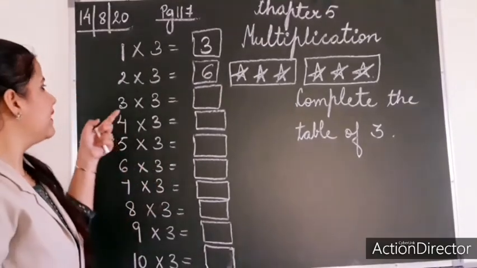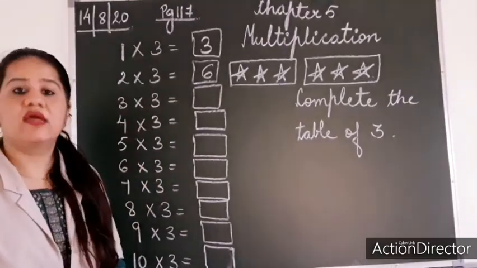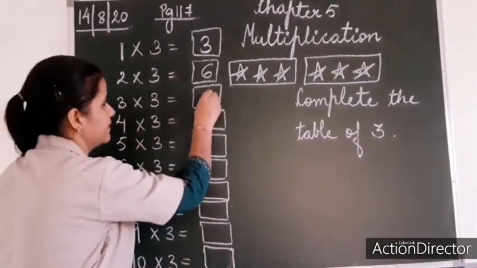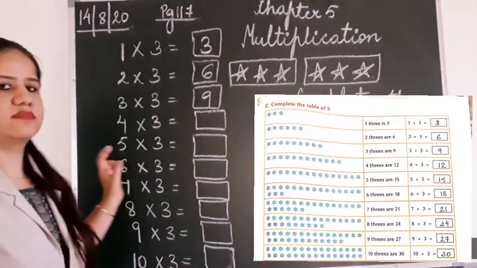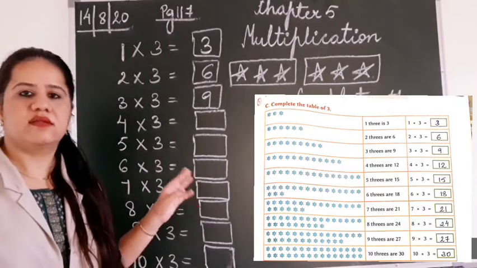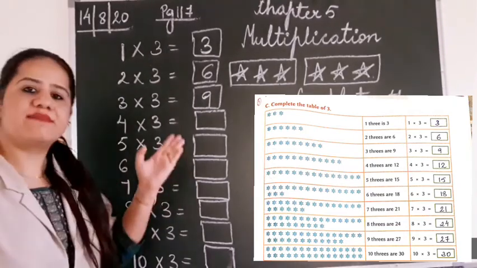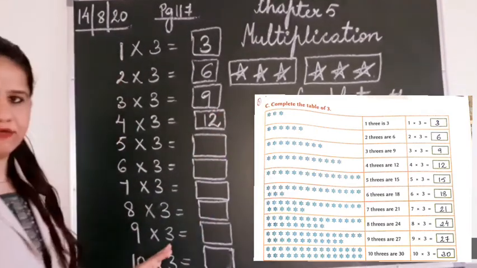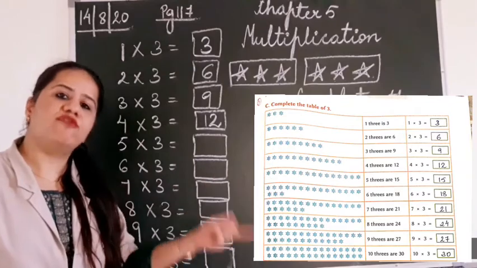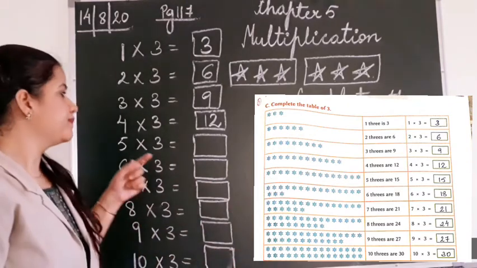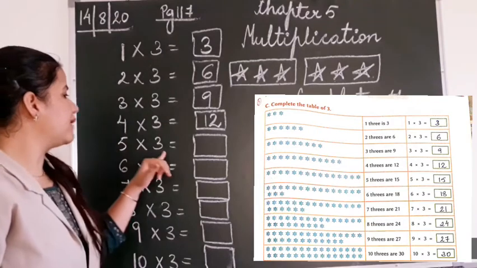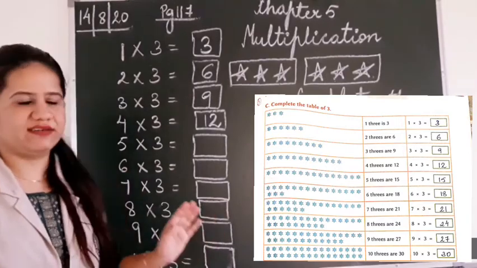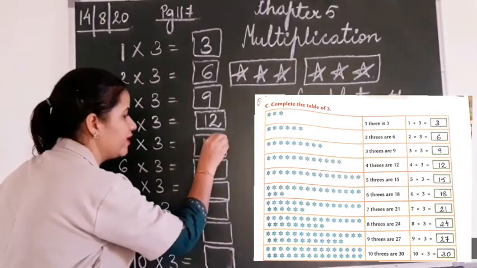Got it? Similarly, 3 times 3. So it will be 9. Got it? Now next, 4 times 3, that is 4 3s are 12. Then next comes 5 times 3, or 5 into 3, is equal to 15. 1 5, 15.